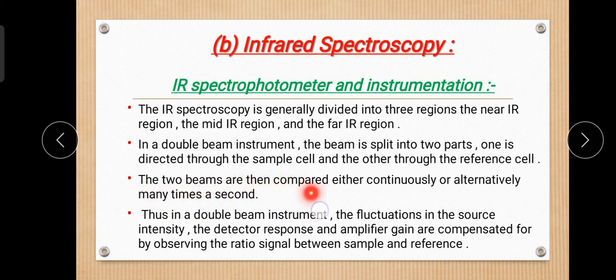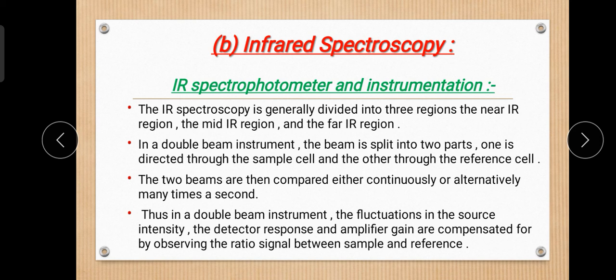The two beams are then compared either continuously or alternately many times a second. That means the beam passing through the reference cell and the beam passing through the sample cell are both detected and compared with the help of the detector, continuously or alternately. Thus, in a double beam instrument, the fluctuation in the source intensity, the detector response and the amplifier gain are compensated for by observing the ratio signal between the sample and reference.